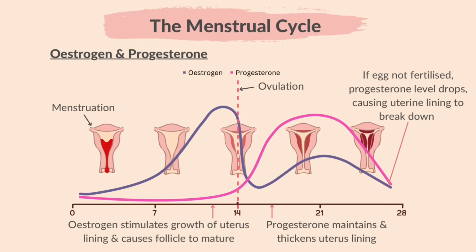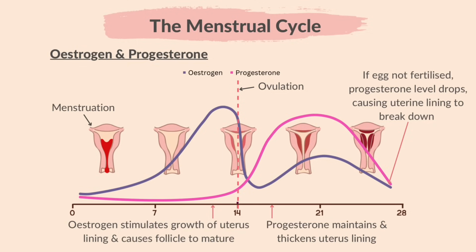On day 14, ovulation takes place, and this causes a sharp increase in estrogen levels and a smaller increase in progesterone levels. After that, the ruptured follicle transforms into the corpus luteum, which produces high levels of progesterone to prepare the uterus for potential pregnancy. Estrogen levels also continue to increase.